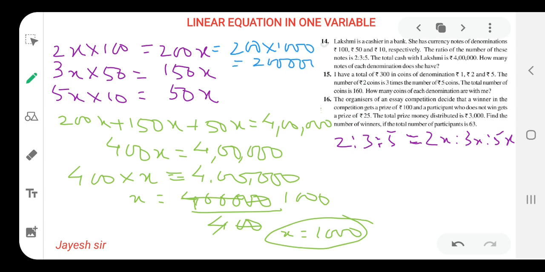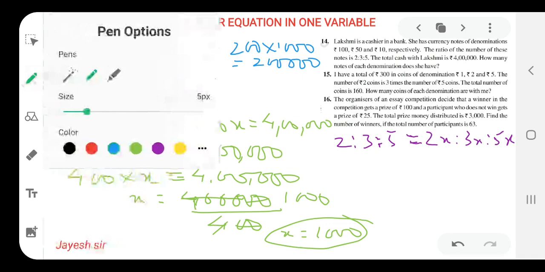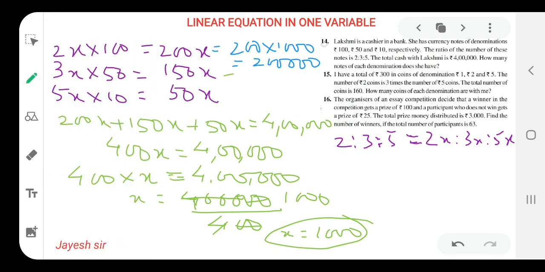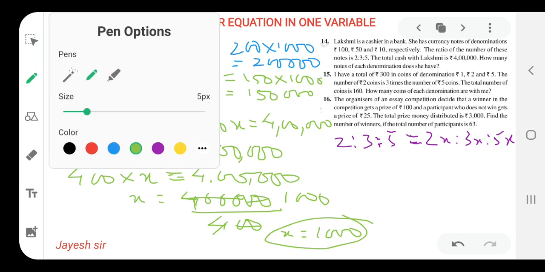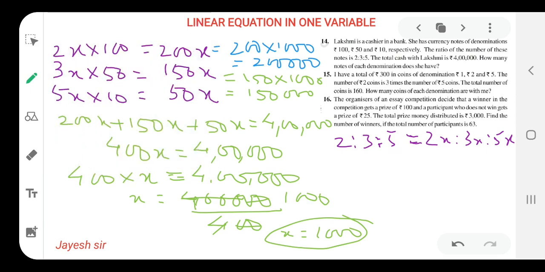2 lakh rupees can be formed by 100 rupees notes. Similarly, we'll do it for 50 rupees notes. I'm changing the color so that you don't face any problem while solving it. 150 multiplied by 1000, that means 1,50,000 would come from 50 rupees notes. Now let's move to the last part, that is 10 rupees notes. How much should be there? Green part. 50 multiplied by 1000, that means 50,000. So the answer would be 50,000.